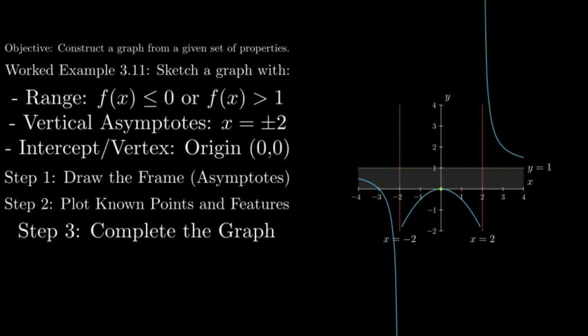And here is a possible final graph. It respects the range, has the correct asymptotes, and passes through the origin as a vertex. This step-by-step process of drawing the frame, plotting points, and filling in the gaps is a powerful strategy.